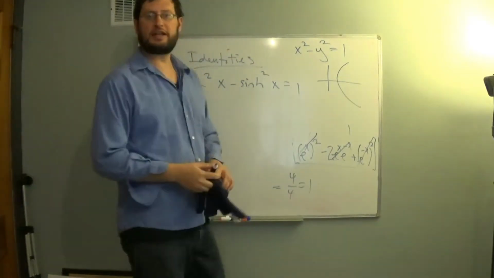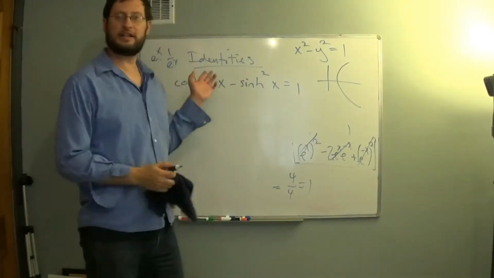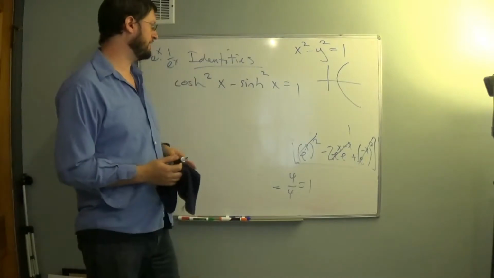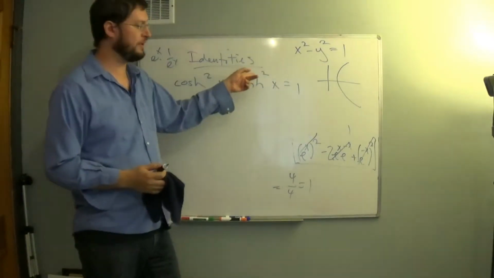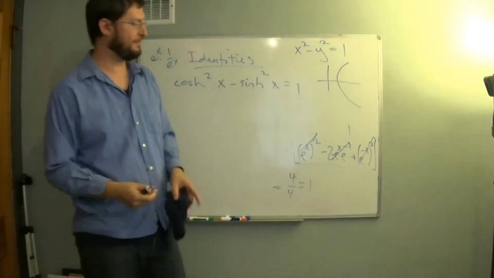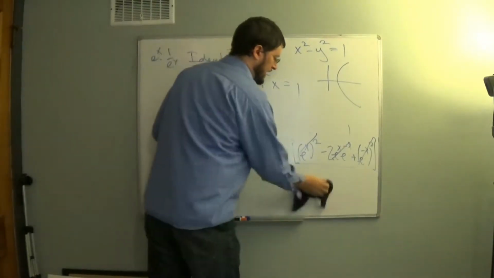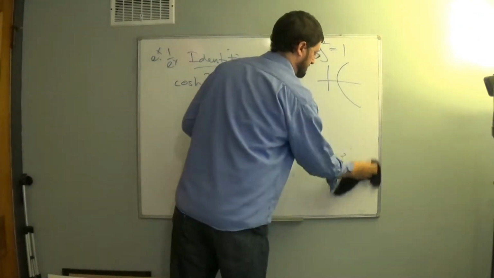Every other trig identity, hyperbolic identity, can be verified in exactly the same way, either by using this to start with, or by going back to those basic definitions, expanding everything out, and seeing what we get.